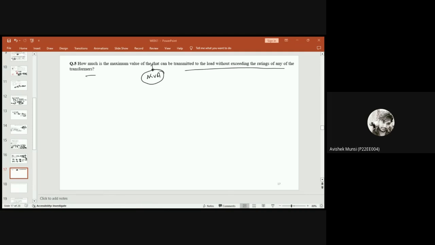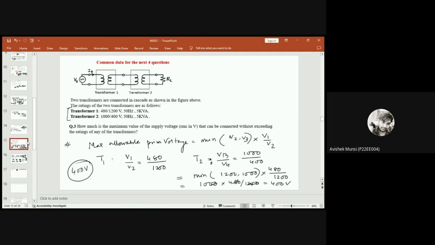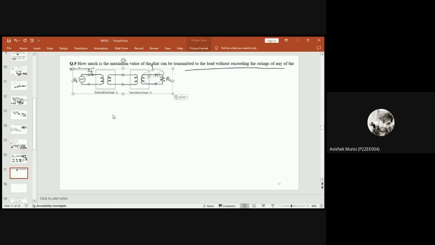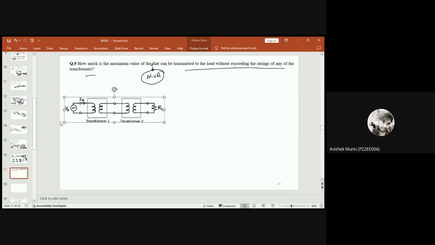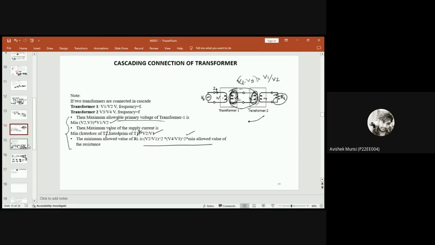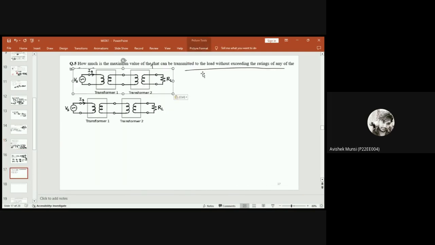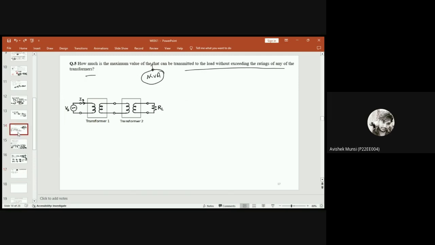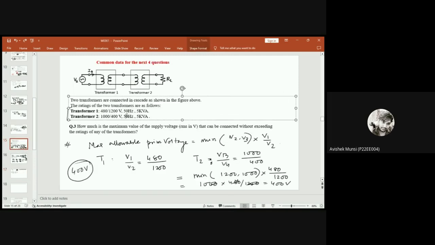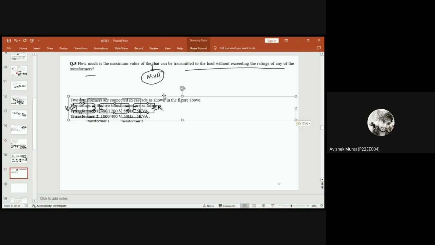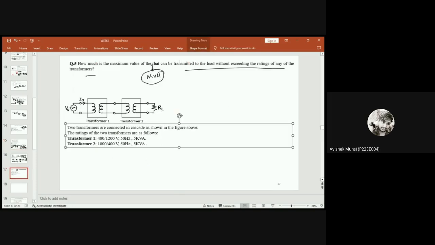You need to have the diagram here. What is the diagram? If you have the data here, now we are able to solve it. Now solve it.